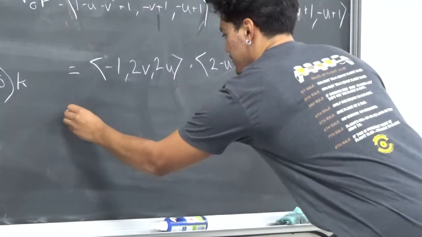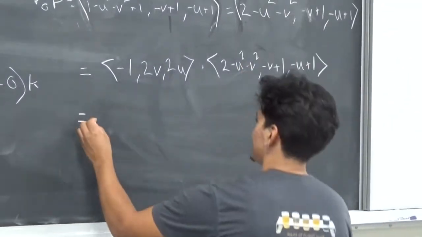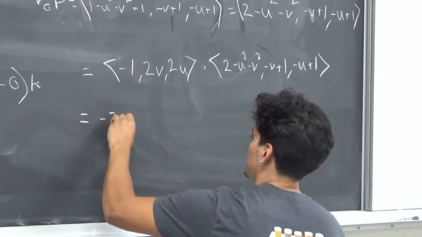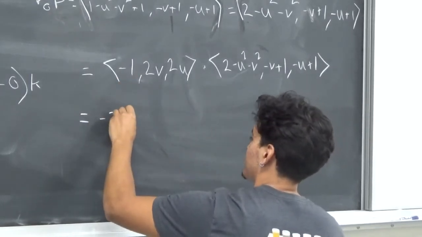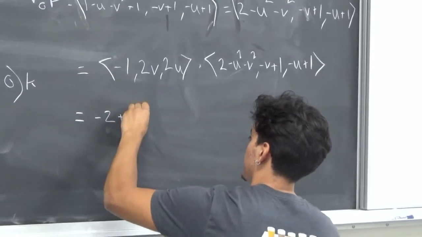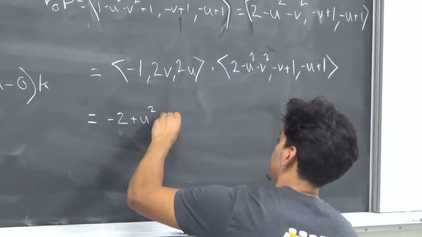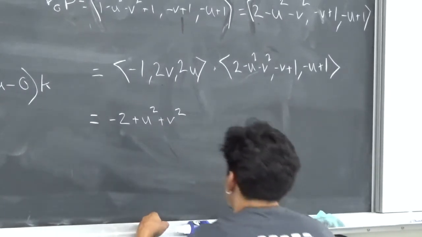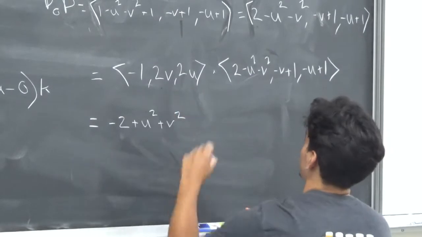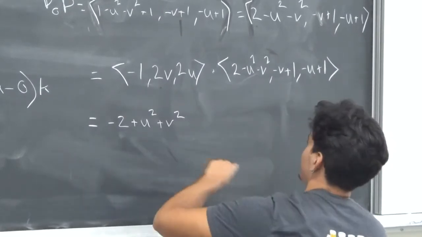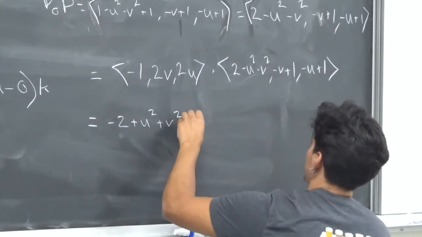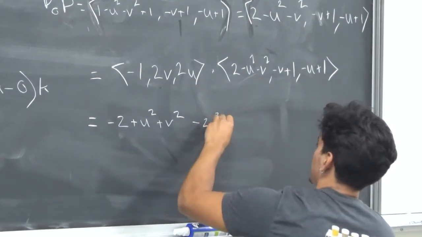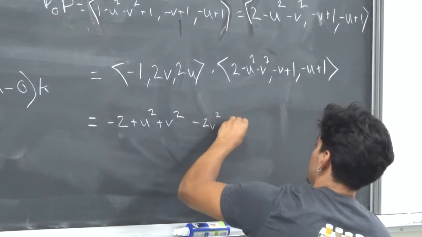This is going to come out to be, we're going to have -1 times 2 is going to be -2. -1 times negative u squared is going to be positive u squared. Same goes to v squared, which is going to be plus v squared. And we're going to move on to the next component. It's going to be 2v times negative v. So it's going to be minus 2v squared. And then 2v times plus 1 is going to be plus 2v.